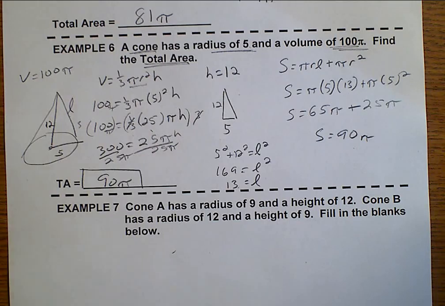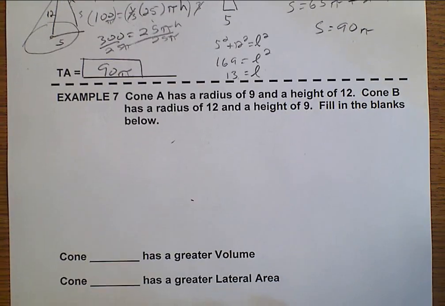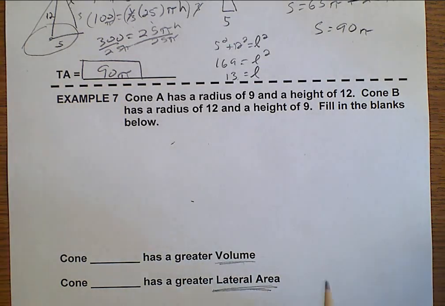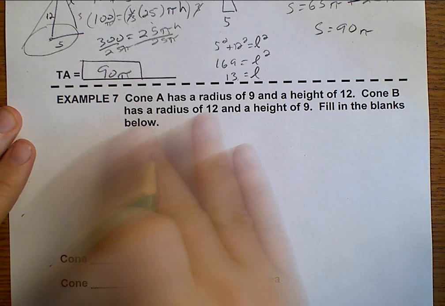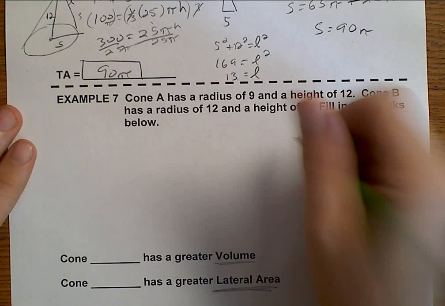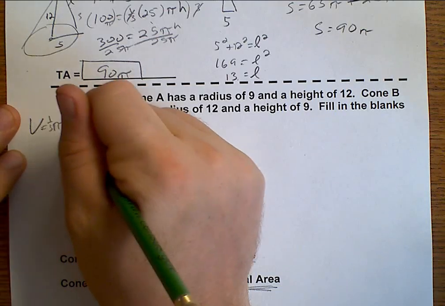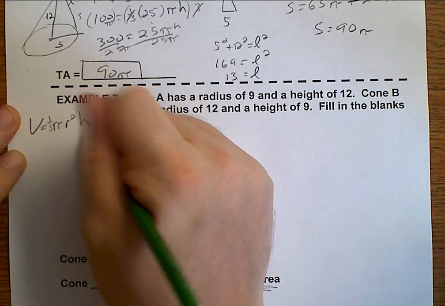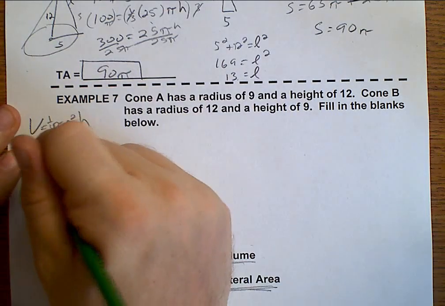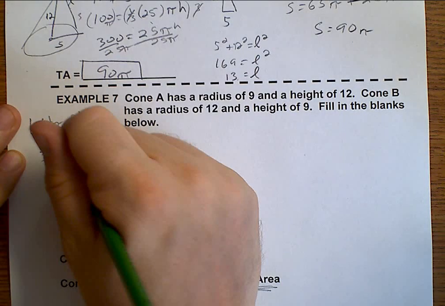Now let's take a look at example number 7. We're talking about cone A and cone B. And we're worried about volume and lateral area. So let's go ahead and talk about cone A. Well, volume equals 1/3 pi r squared h. So this will be 1/3 pi times 9 squared h.